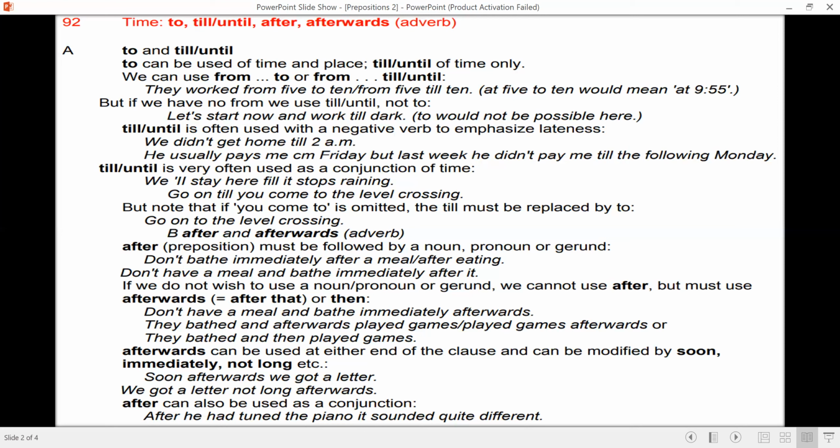After can also be used as a conjunction. How? For example, after he had tuned the piano, it sounded quite different. So here after is being used as a conjunction. Let's move toward the next slide.